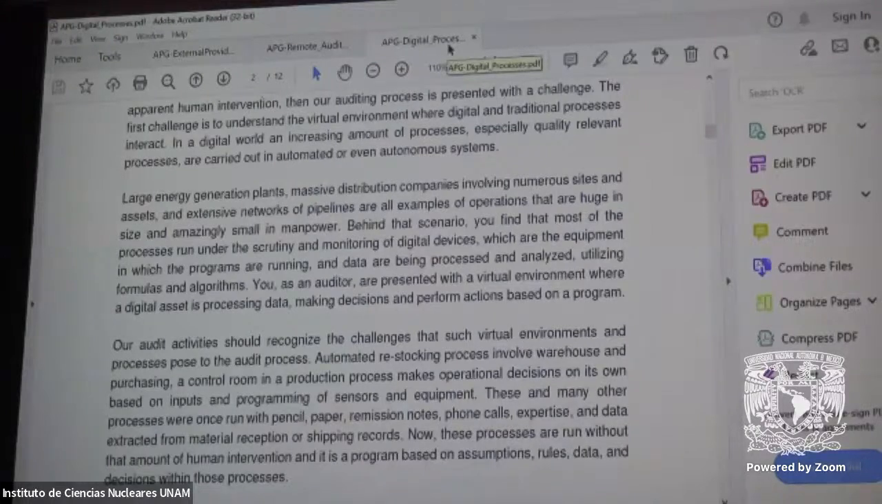How do you evaluate such a system? As auditors, we're familiar with visiting different laboratories, different sites. But this is a moving site. How can you make sure that it's working properly? It makes a lovely statement that our audit activities should recognize these challenges. Not giving us the answers, that's the problem.